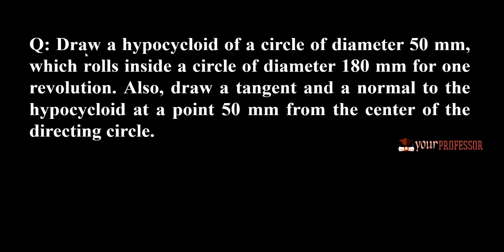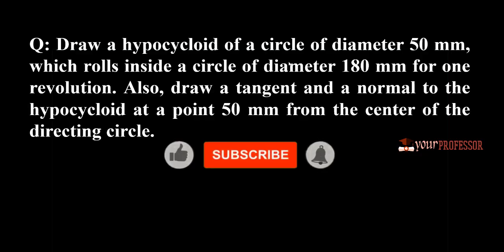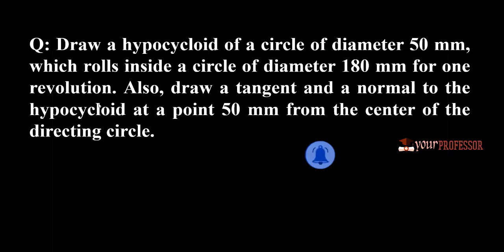First let us see the question. Draw a hypocycloid of a circle of 50 mm diameter which rolls inside a circle of diameter 180 mm. So here if a small circle is rolling inside the circumference of another large circle, if you trace the path of the point, then the curve is nothing but a hypocycloid. Sometimes it won't be mentioned, but you need to understand. Also draw a tangent and normal to the hypocycloid at a point 50 mm from the center of the directing circle. So let's draw the solution.